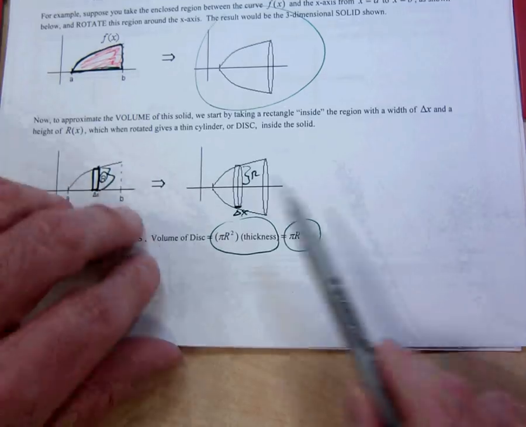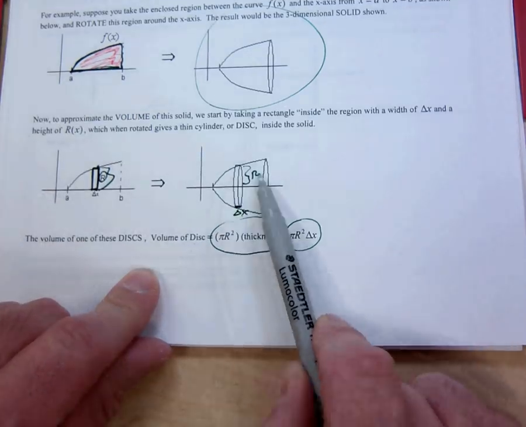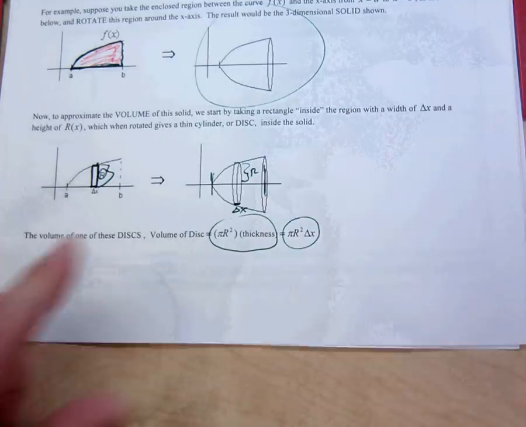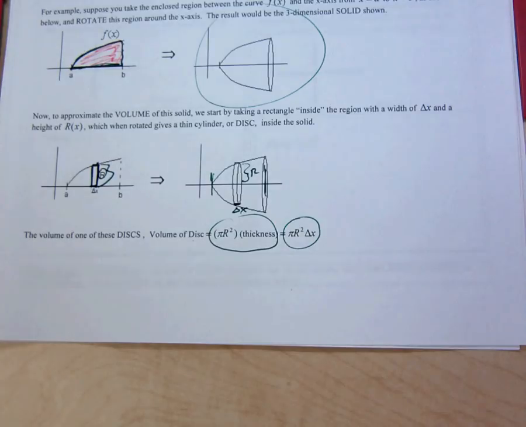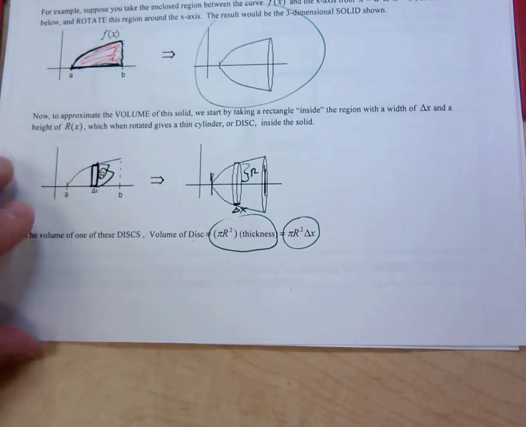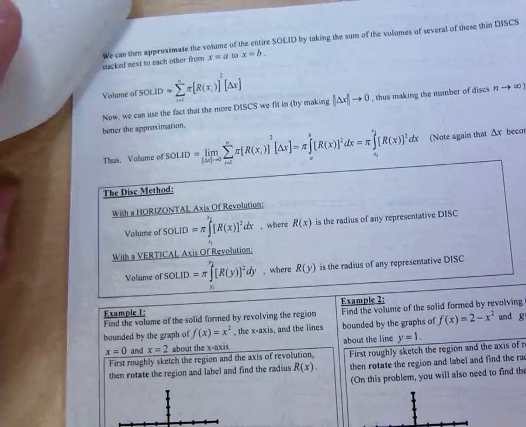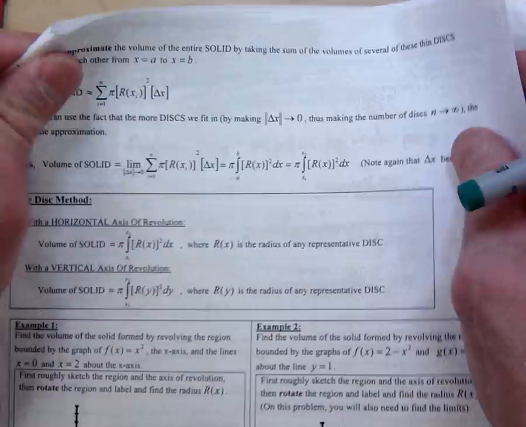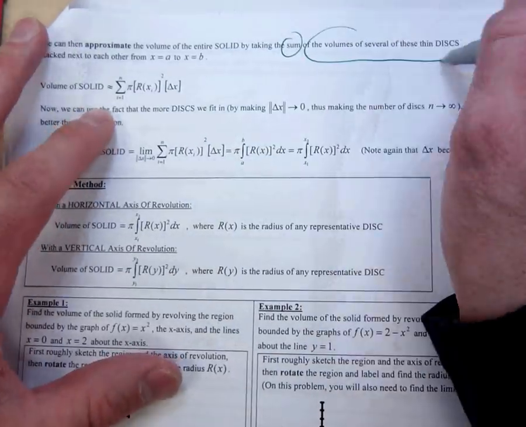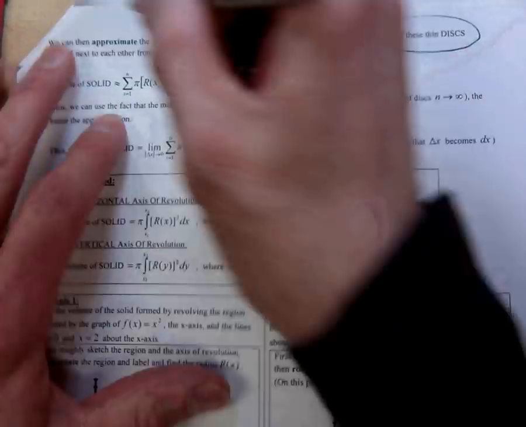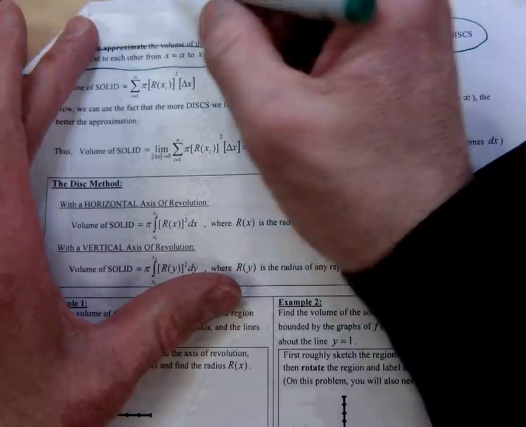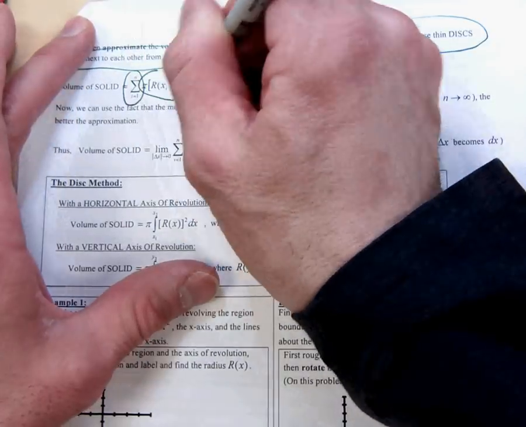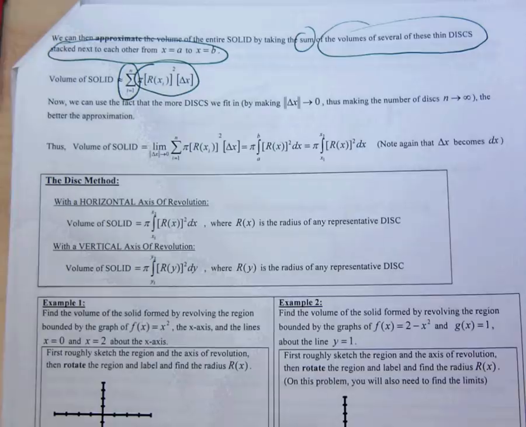Obviously, if I take a bunch of those discs and pile them next to each other, starting here and stopping here, and then I add up all those disc volumes, isn't that going to serve as an approximation for the volume of that solid? It's not going to fit exactly, so it's just going to be an approximation. So if I take the sum of the volumes of several of those thin discs stacked next to each other, starting at A and ending at B, you're going to be adding up a bunch of those pi R squared delta x's that I just described on the previous page.